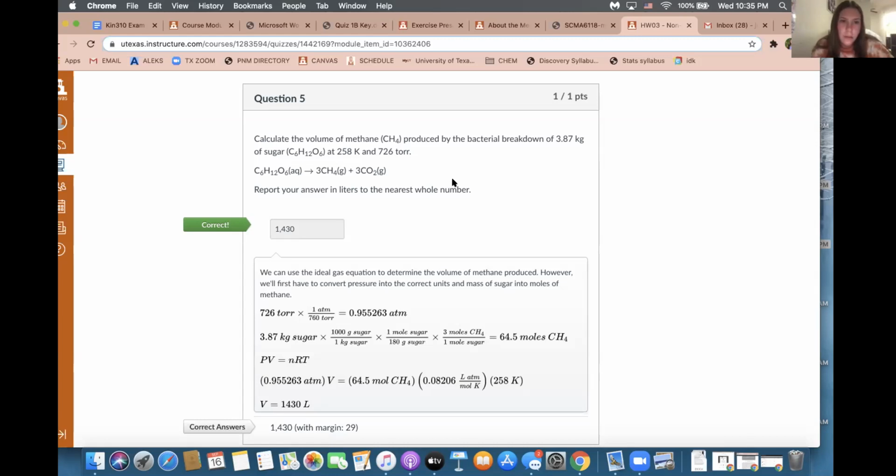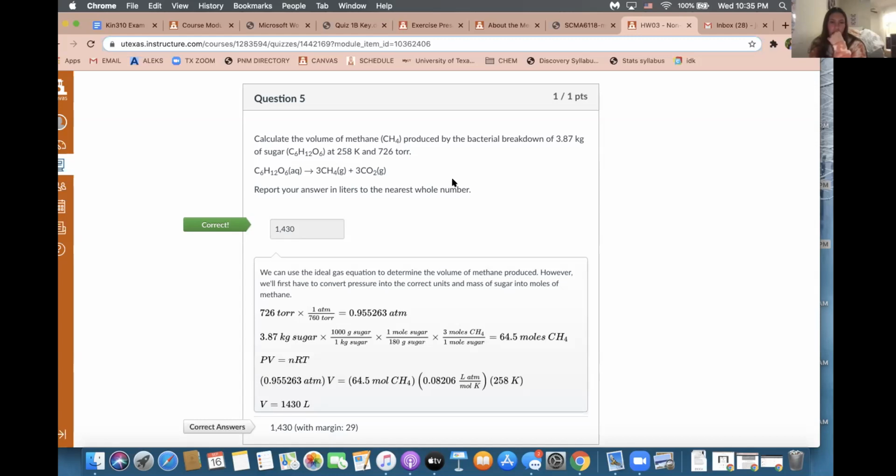This one? Yeah. It just says calculate the volume of methane. That confuses me too, because there was no methane in the reactants, and then it just formed. I see what you're saying. But the thing is, it is there. It doesn't matter if it's in the reactants or products. It has to be either a reactant or a product.